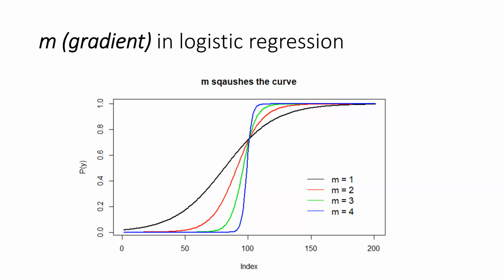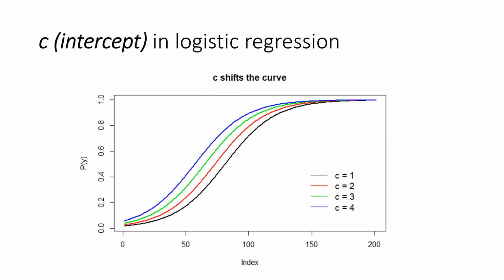Remember, in linear regression, you just tilt or rotate the line. But in logistic regression, we're squashing this sigmoid function with M. And C is pretty much the same, actually. It's the same behavior as in linear regression. You just shift the curve left and right. So C equals 1, it starts in the middle. And as you increase C, you just shift this curve to the left, okay?